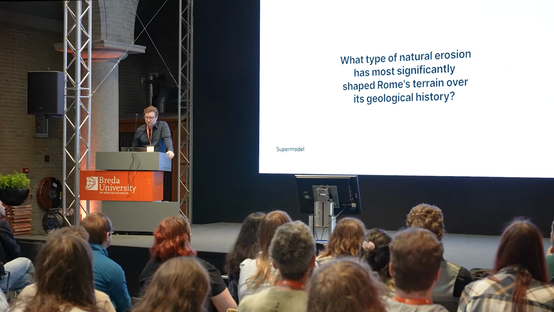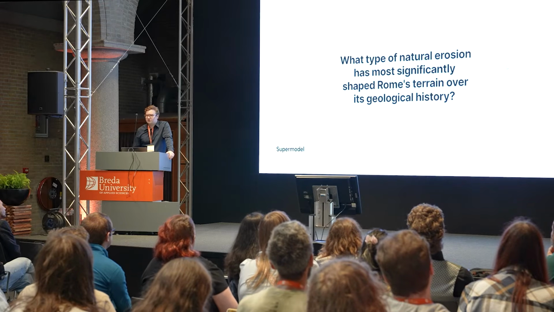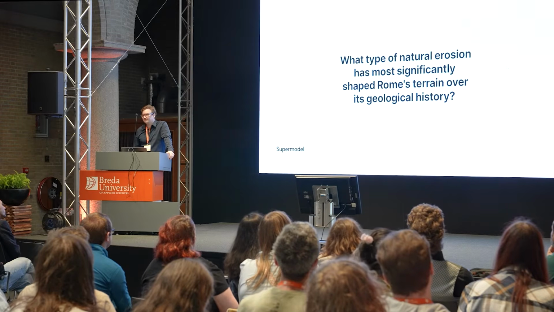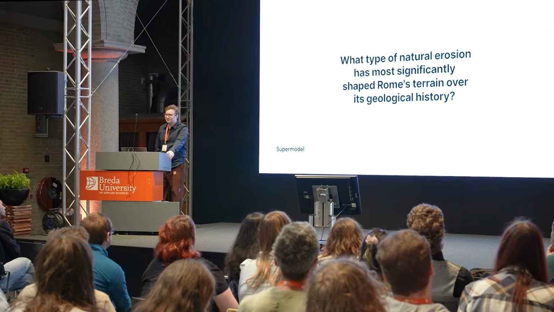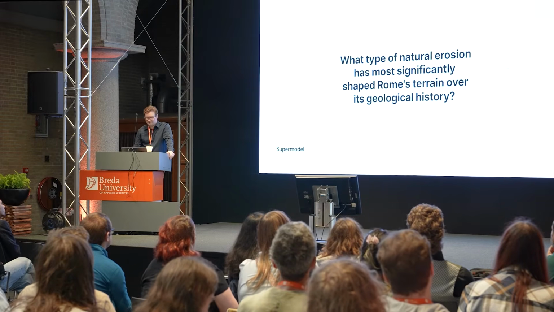We're gonna increase the difficulty on the next one. What type of natural erosion has most significantly impacted Rome's terrain over its entire geological history? It's fluvial, river erosion. Almost every city is fluvial in the end. Almost every city is along a water line. So this is probably the most common type.